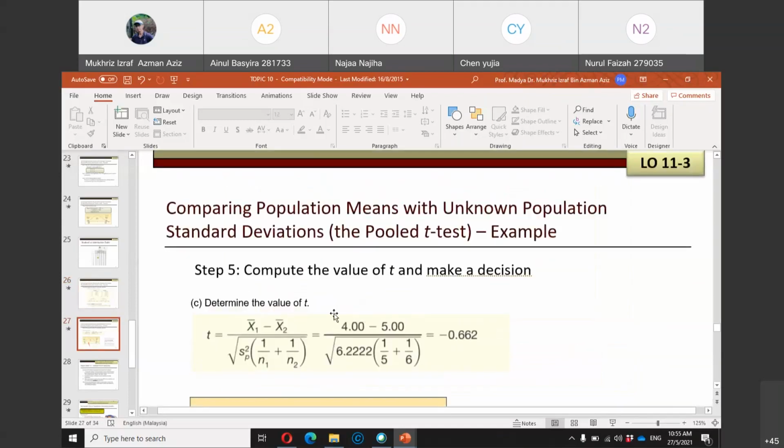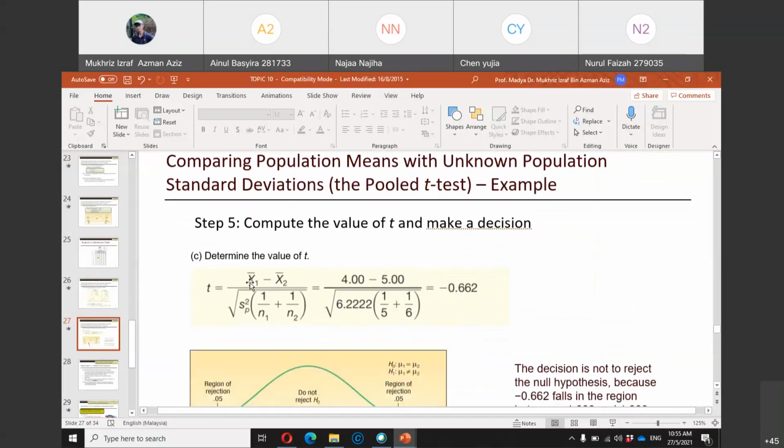And then finally, to determine the value of T, step number 5, calculate the T value and make a decision. Here it is also the same: X bar 1 minus X bar 2. Remember, X bar 1 refers to the Wellis value. Why Wellis? Because that's how you write down your H1: the mean of Wellis not equal to the mean of Atkins. So in the calculation part, it must also follow: the sample mean of Wellis minus the sample mean of Atkins. So 4 minus 5, divided by the pooled standard deviation, and you get negative 0.662.